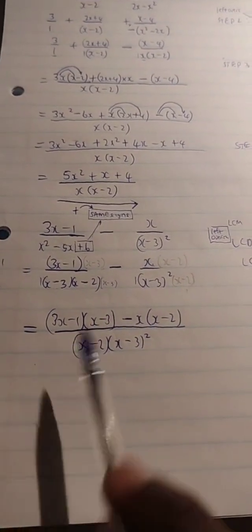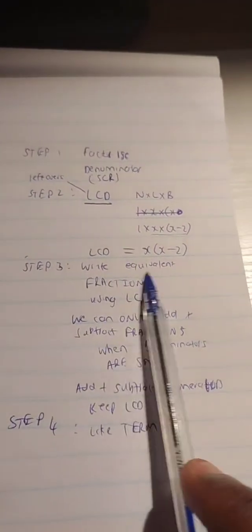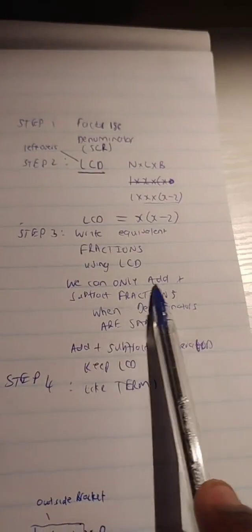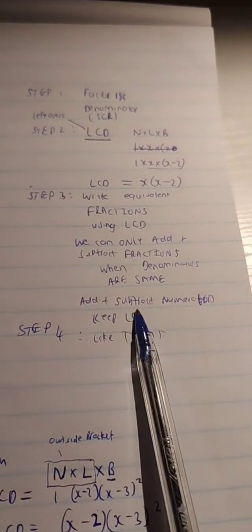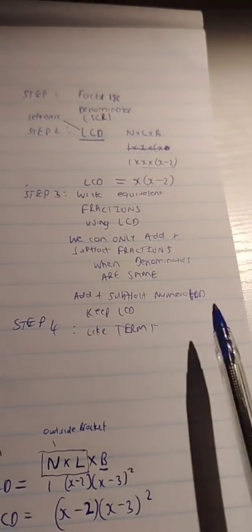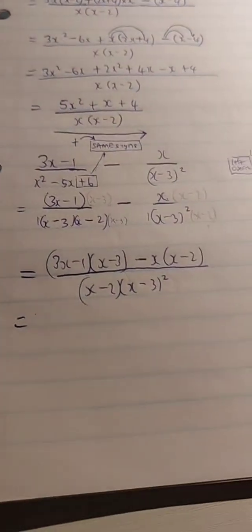Okay, now we can proceed with the next step. We've written the equivalent fractions using the LCD. Remember why? We can only add and subtract fractions when the denominators are the same. So now what can we do? We are going to apply BODMAS, multiply out, and add and subtract like terms, and then we should be good.